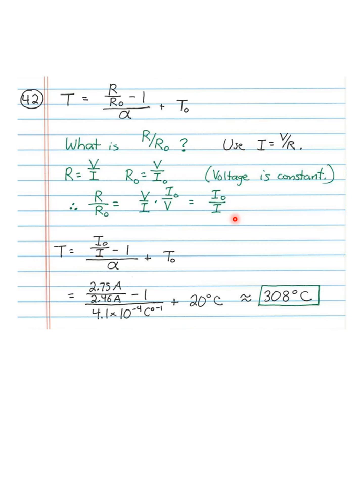So now we're going to take that and plug that into the equation at the top of the page. And now we have temperature is I naught over I minus 1 over alpha plus T naught. So we plug those in, the old current and the new current. It is nichrome, so we look back in the table.